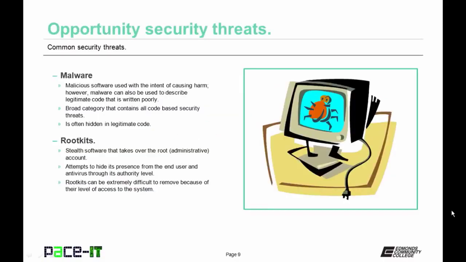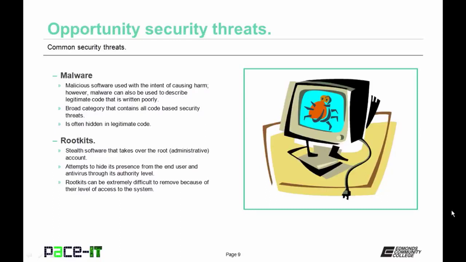Now let's move on to opportunity security threats. These are more along the lines of threats by opportunity. They exploit weaknesses and vulnerabilities. And the first opportunity security threat we're going to mention is malware. Malware is a broad category. It's usually defined as malicious software that has the intent of causing harm. But it can also describe legitimate code that is written poorly. And it's so broad that it actually covers any code-based security threat.